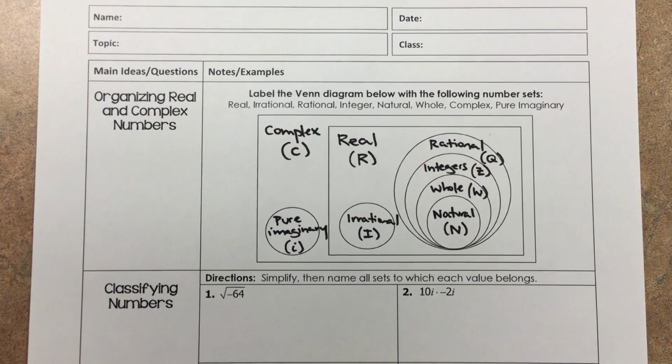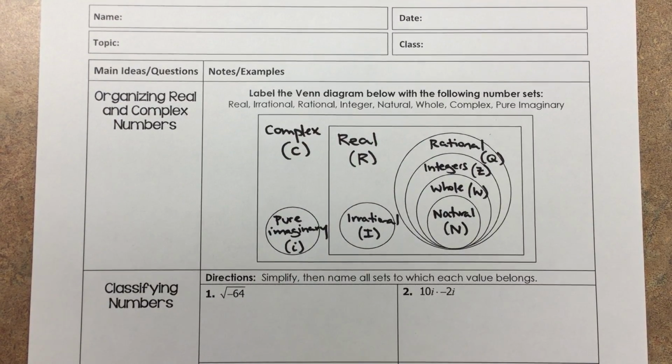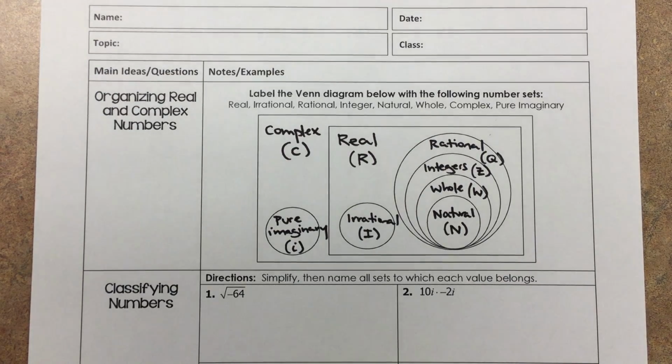So we're going to use this diagram to classify some numbers. We're going to look through the odds down the rest of this page. So we're going to simplify and then we're going to name all the sets. We've done this activity before, way back in Unit 1. We just haven't included the complex or the imaginary numbers before.